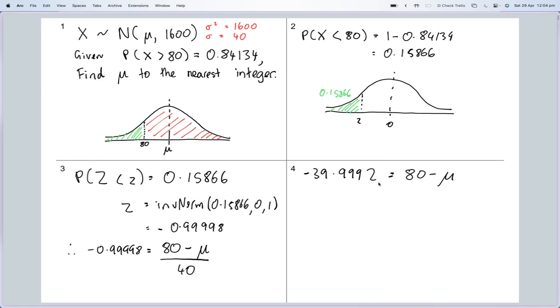So there we go, we've got that. Now I'm going to add mu to both sides, and then add 39.99992. It does say here, find mu to the nearest integer. So at this point, I'm just going to use my brain and say negative 39.9992 is roughly minus 40. Then I'm going to add it to 80. So mu is equal to 120 to the nearest integer. And we're done.